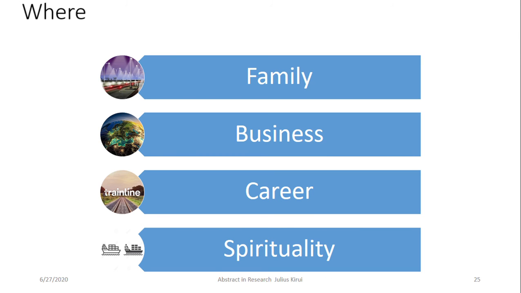Where can you get the roads? Number one, which is the place. Everywhere. Where do we get the roads? Everywhere. In family, there are roads. Family, roads to your family. Business, roads to your business. Career, roads to your career. Spirituality, roads to your spirituality. So everywhere we have roads. Only that we can't see them.